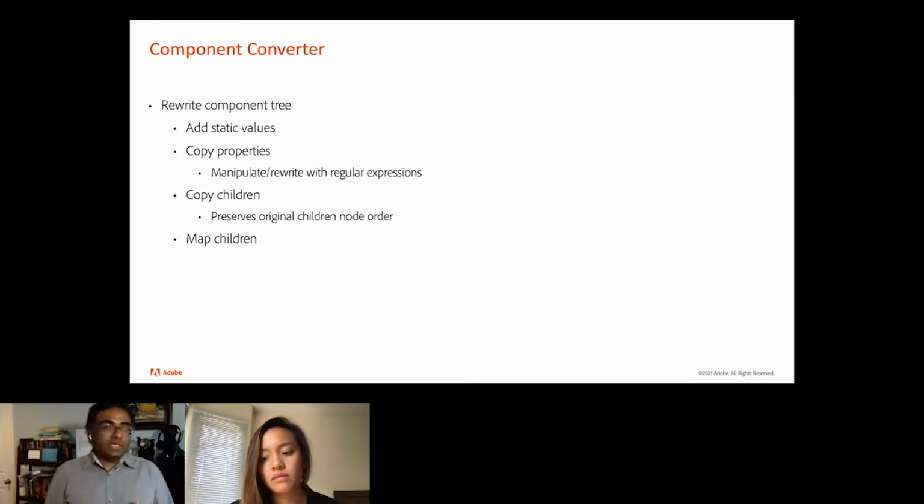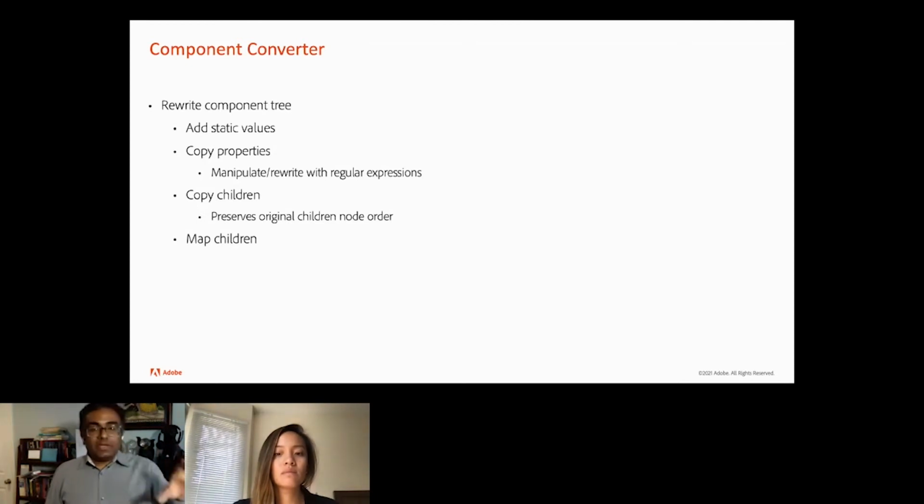So the features include the ability to set static values for any properties. For example, this comes really handy if you want to set the Sling resource type of the new component to a new value. So you have to have that ability. And also you can copy the property values from the original node to the new node. And as you copy, if you want to manipulate those values, you can do that using regular expressions.